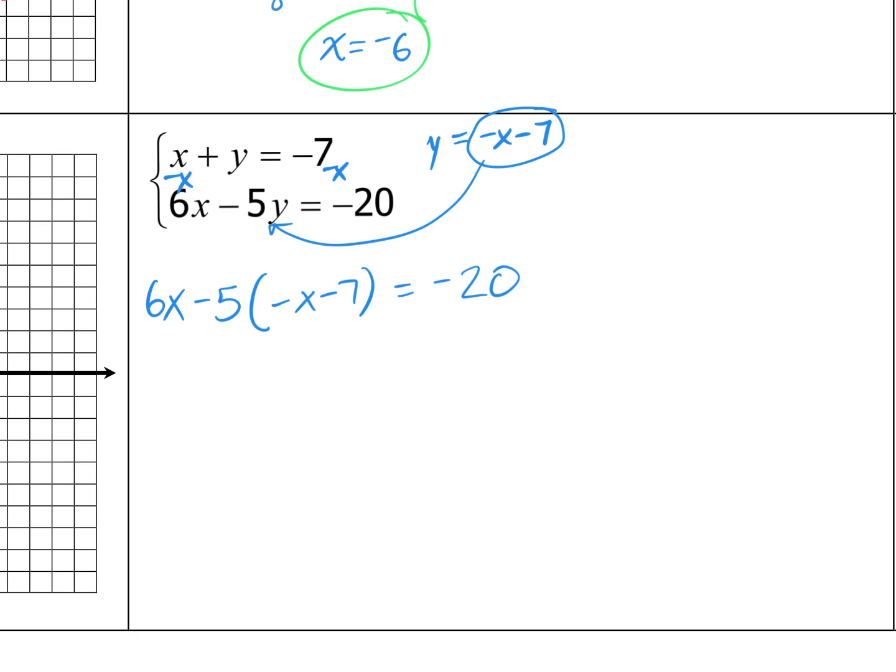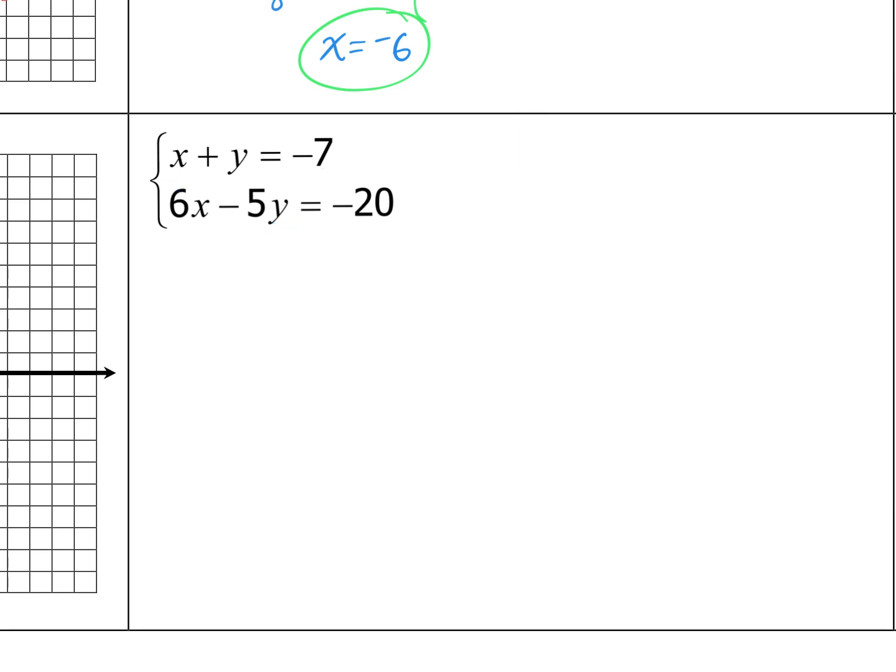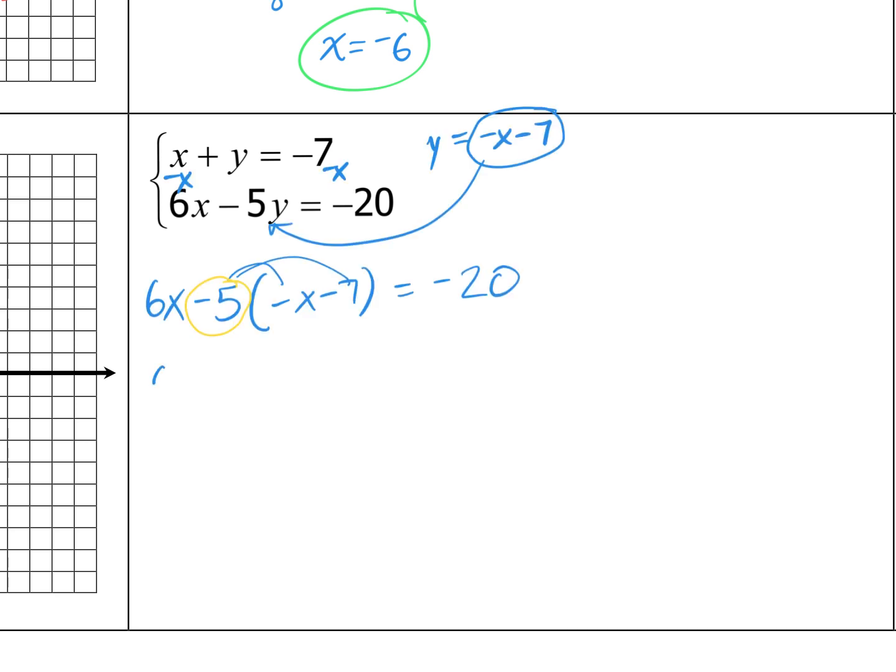So once we have that, we have to distribute. And we have to remember that this is -5 that we're distributing. So we should have 6x. Well, the first one is 6x, right? Then -5 times -x is positive 5x. And plus 30.